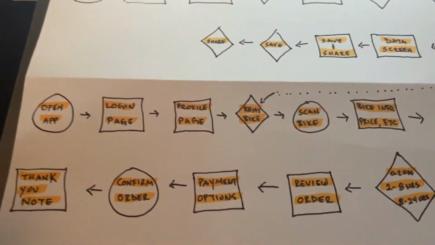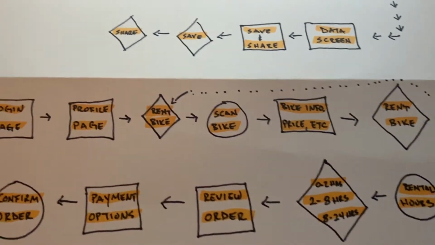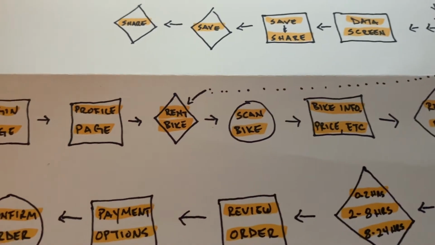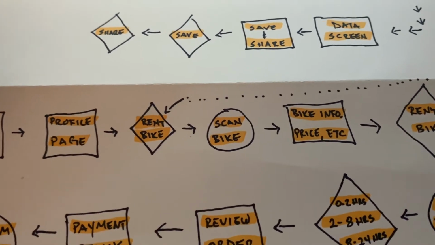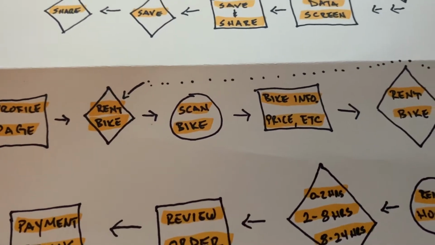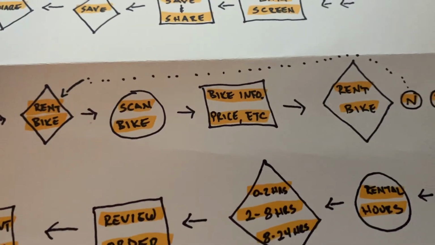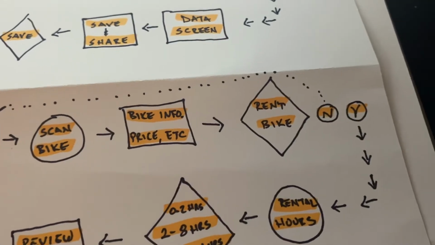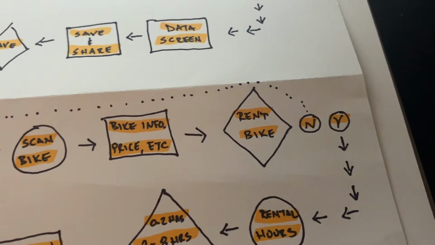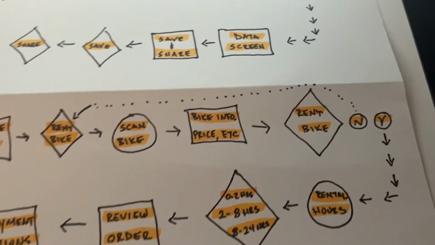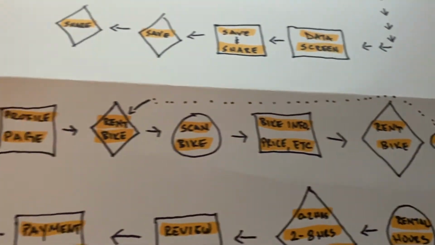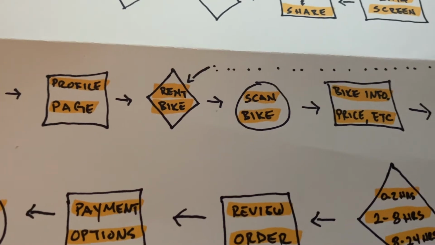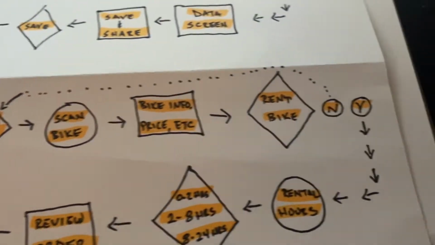If you pick rent a bike, the user flow goes a little different. The user goes to the bike, and there'll be a barcode on the side of the bike. You scan that barcode and all the bike information pops up. Then you can pick rent this bike or don't rent this bike, depending on the price and anything else you see that you might not like. If you pick no, you go back to the rent a bike option, scan a new bike, and go through the same process.